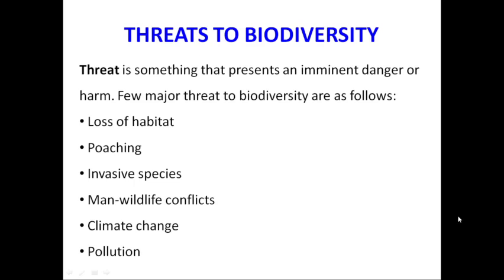That is also resulting in loss of biodiversity. Then invasive species. Many times if any plant or animal species enters an ecosystem located at any place, and if that particular plant or animal is dominant in nature, then it will start killing the existing biodiversity of that area. So, because of the entry of these foreign or invasive species, we are losing our biodiversity to a very great extent. Another reason could be man and wildlife conflict, which we'll discuss in the next slides. Then definitely climate change is also responsible for the death of plants and animals. Pollution in the form of air, water, soil pollution is causing the loss of biodiversity at a very frequent rate. So now we'll discuss one by one these major threats.